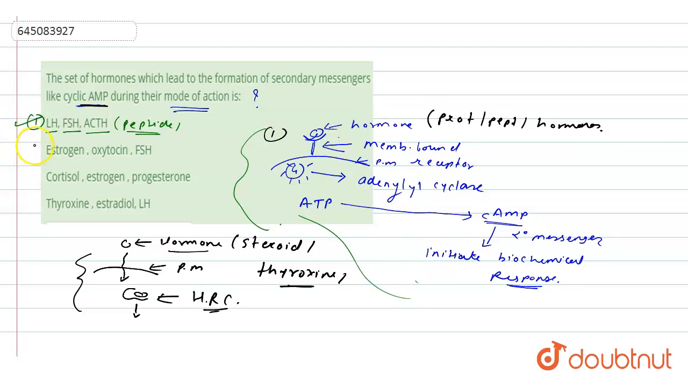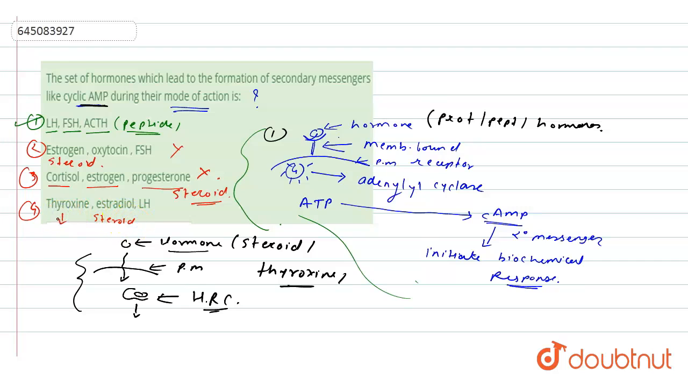The second option is estrogen, oxytocin and FSH. See, estrogen is a steroid hormone, so it won't activate G protein, so this becomes incorrect. Third is cortisol, estrogen, progesterone. All are steroids, so none of them will activate this cyclic AMP here, so this is also incorrect. Fourth is thyroxine, estradiol. Estradiol is again a type of estrogen, so it is a steroid.